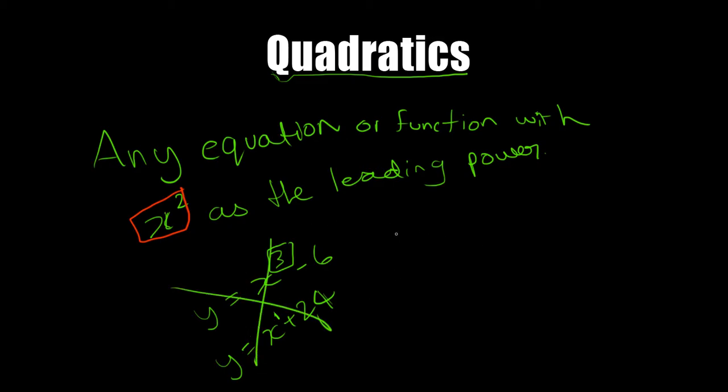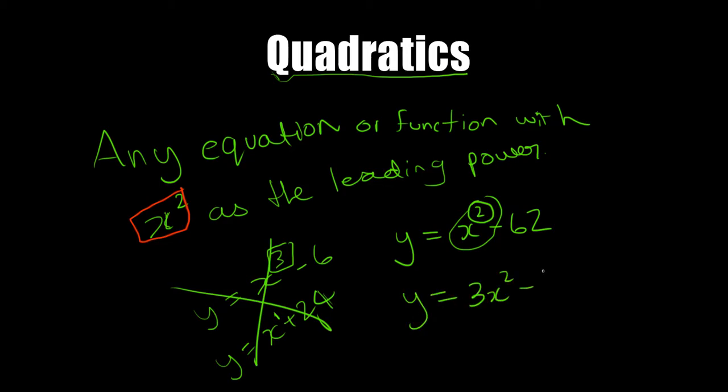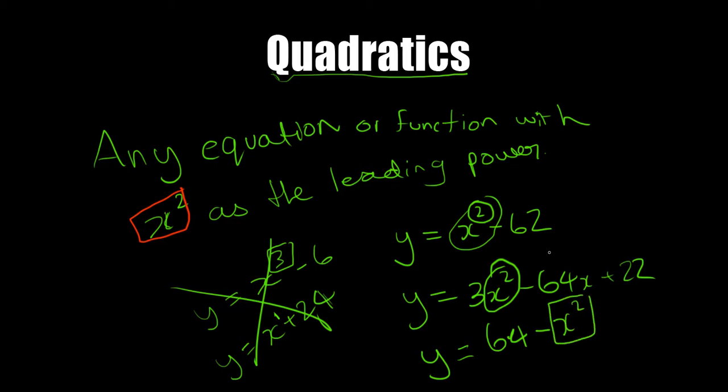What is a quadratic is something like x squared minus 62, because your leading power is 2 and your highest thing is x squared. And also y equals 3x squared minus 64x plus 22. Again, it doesn't matter how complicated it is, as long as you've got this x squared as your leading one, it's going to be a quadratic. I could also write it like this: y is equal to 64 minus x squared. But as long as you've got your x squared and nothing higher than that, that is a quadratic. Okay. So now let's take a look at how quadratic graphs appear.